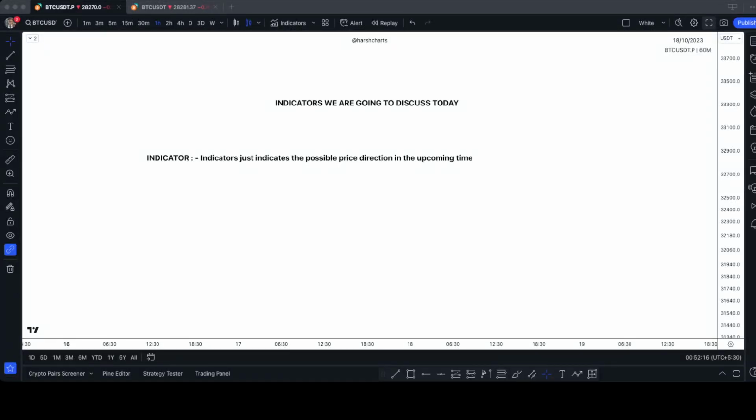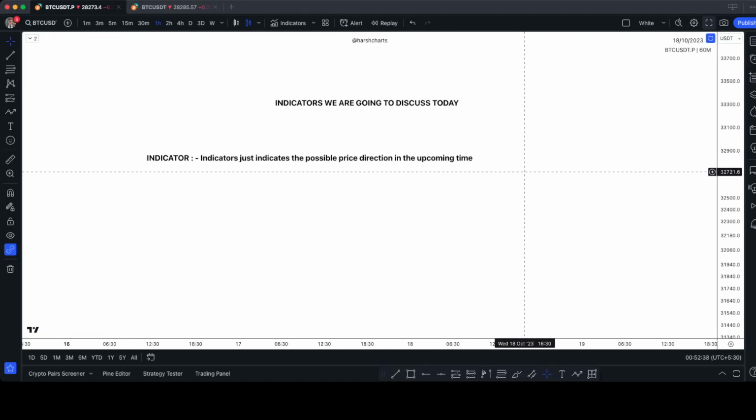Okay, so yeah, now let's understand. Indicators just indicate the possible price direction in the upcoming time. It means an indicator is not what you trade, but indicators are what give you the confluence to trade. Let's suppose I am looking for a long from a support zone.